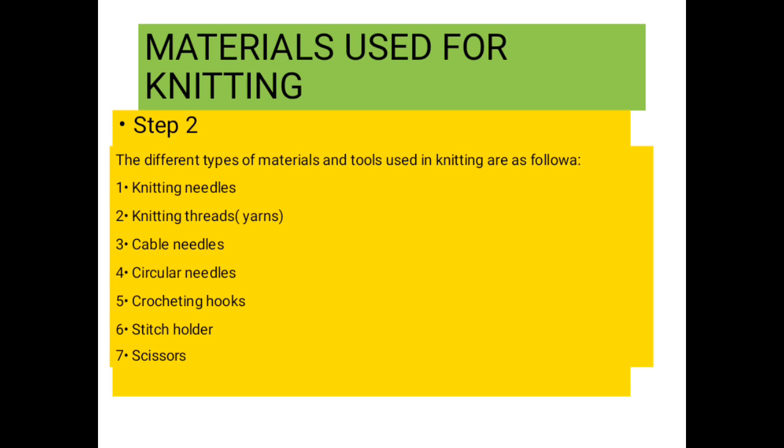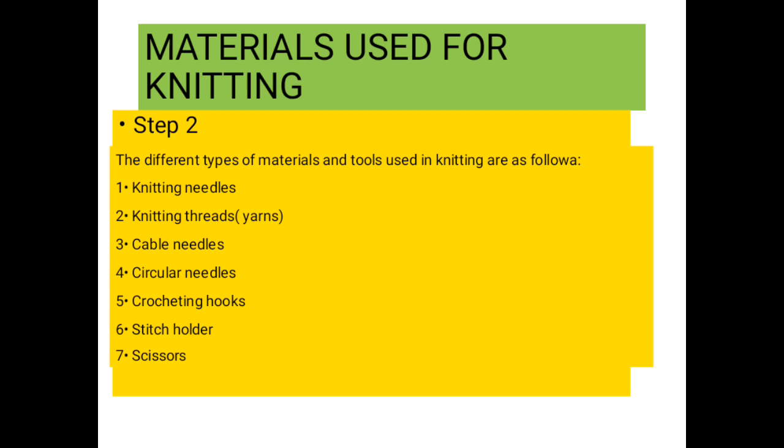Now, the materials used for knitting. That means we have different materials that can be used for knitting. That's the tools you use to work. All right, the tools you work with. The first thing on this list is the knitting needle. And then the second one is the knitting thread, or you can call it yarn.